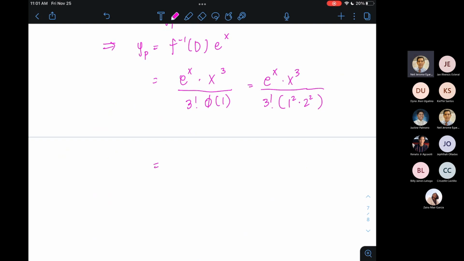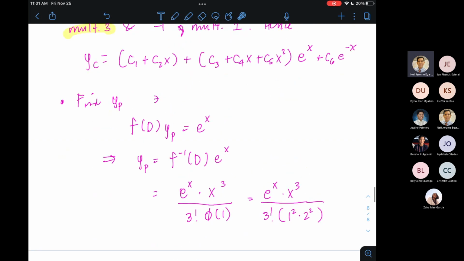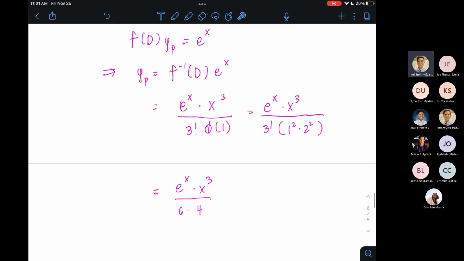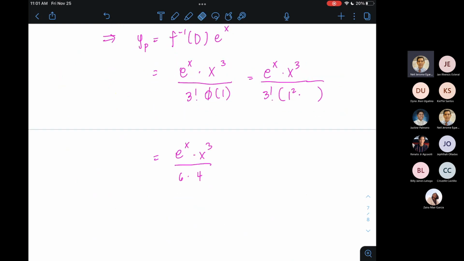Okay, then you simplify this, you're going to get e to the x times x cubed over 6 times 1 squared times 2 squared. So it's going to be 4. Sorry, that's going to be, tama ba? 4. Ano nga yung phi? Ang phi ay ito. Plug in ko si 1. Ito ay 1. 1 times 2 lang pala. Sorry. But may squared. 1 times 2 lang. So this would be times 2. So it's e to the x cubed over 12.